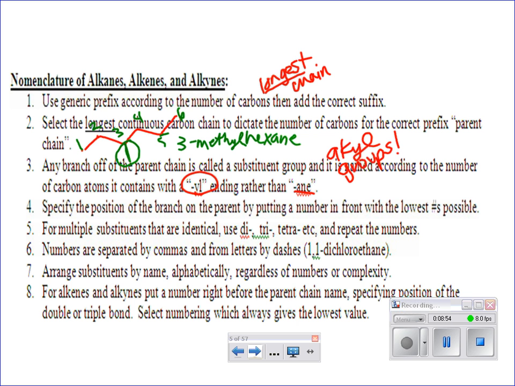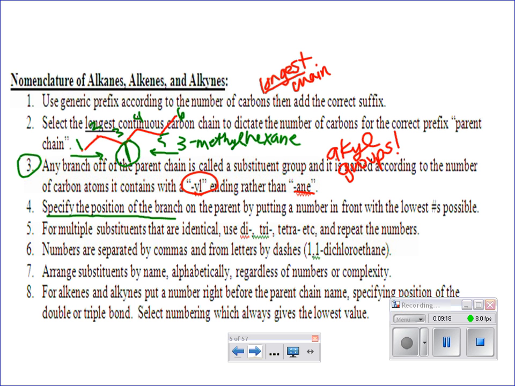All right. So this is to identify if you have anything coming off of the parent chain. Specify the position of the branch off the parent chain by putting a number in front with the lowest possible, that's as low as possible. So that's what I was saying. Numbering this direction, we got a 3. If we were to number that direction, it would have been a 4. We have to number the way that gives us the lower number.